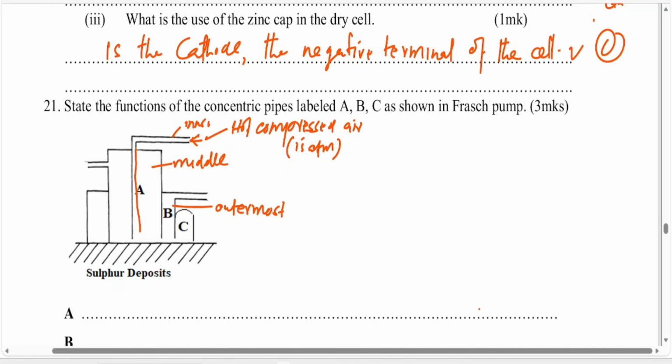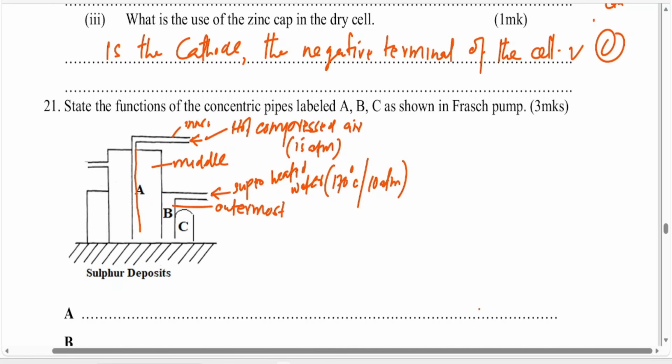And then through the outermost pipe, we have superheated water at around 107 degrees Celsius and a pressure of 10 atmospheres being passed through the outermost pipe. So here we have superheated water with a temperature of around 107 degrees Celsius and 10 atmospheres pressure passed through the outermost pipe.